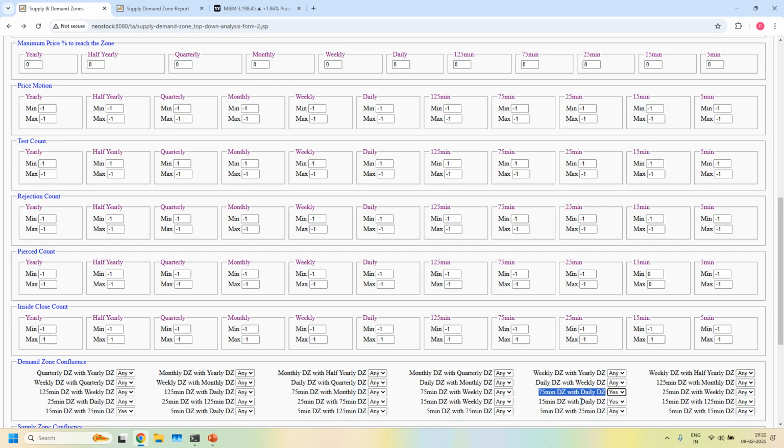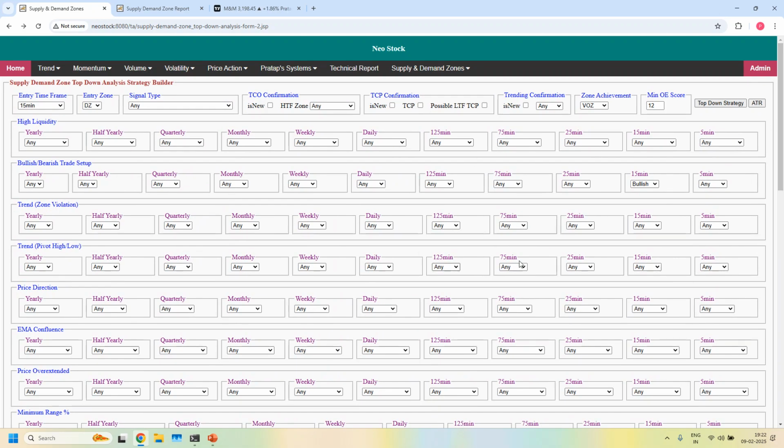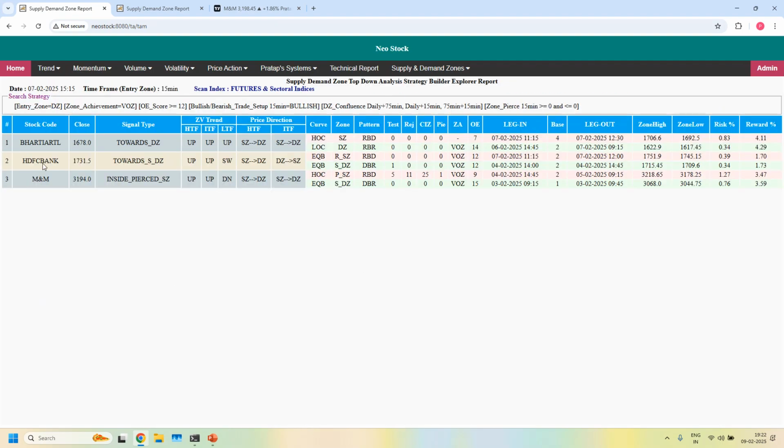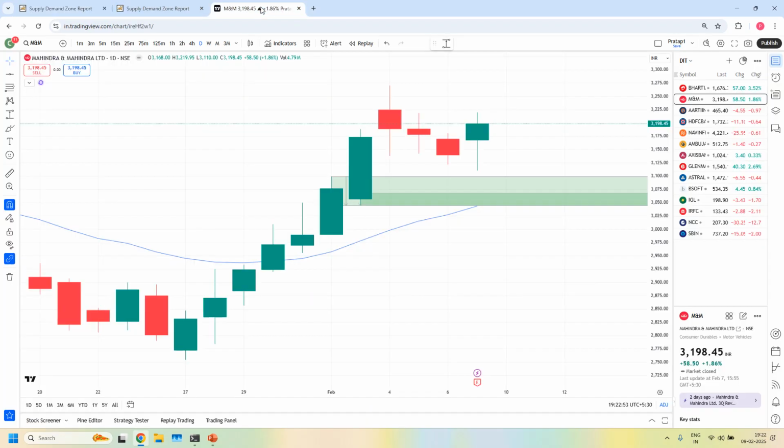If you set all the 3 filters, what will happen? Now the 15 minute zone is overlapped with the 75 minute zone. Both together are again overlapped with the daily zone. That means all these 15 minute and 75 minute zones are inside the daily zone. So for such a combination, how many stocks are available? Let us filter. We got 3 stocks: Bharti Airtel, HDFC and M&M. See here, Bharti Airtel, M&M and HDFC is also there.